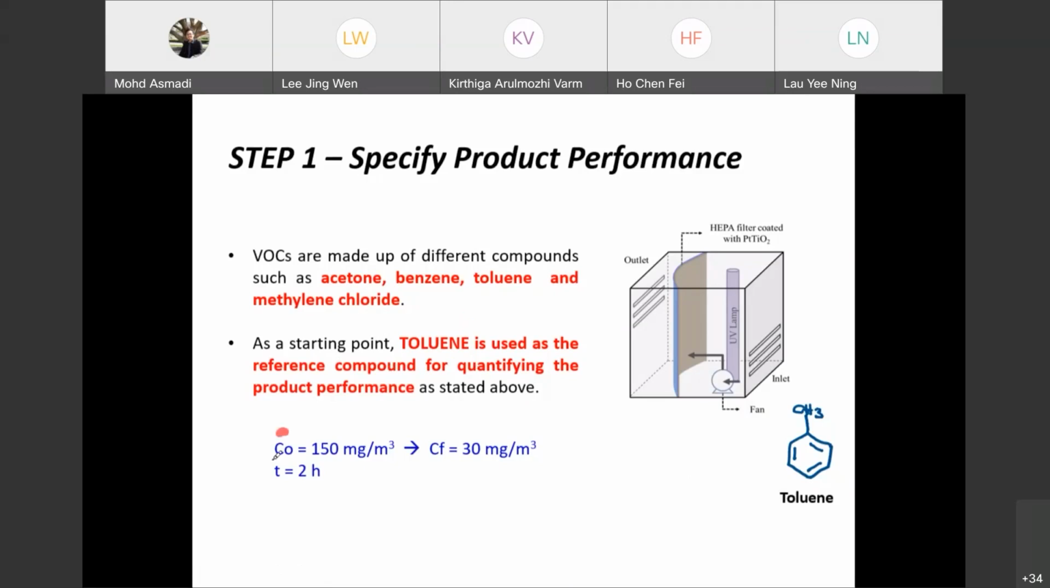The initial concentration, the final concentration you want to decompose, and the time is 2 hours. Within 2 hours means not more than 2 hours. You can reduce the volatile organic compound to the target. So how can we remove this VOC? There are 3 methods.